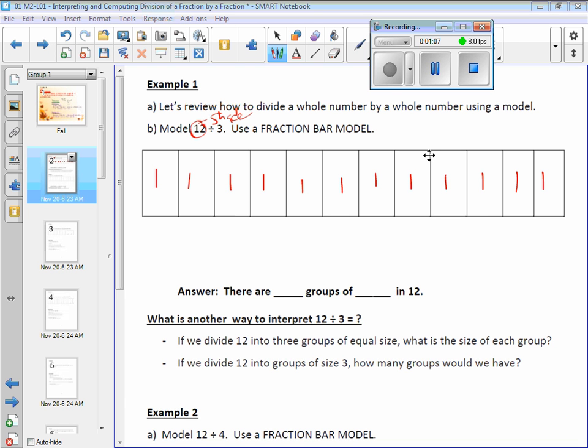The first number is the shade number. The second number is the groups of number, or group by, or groups of. So we're going to take our 12 and divide it in groups of 3. There's one group. 2 groups. 3 groups. Finally, 4 groups.